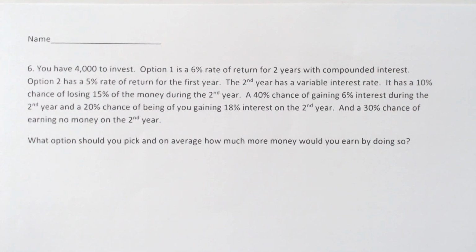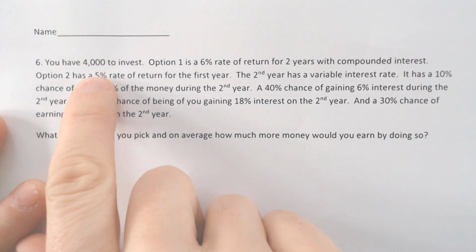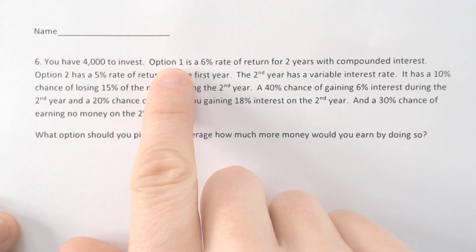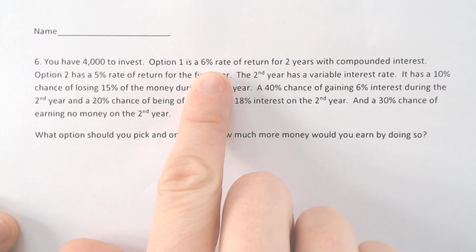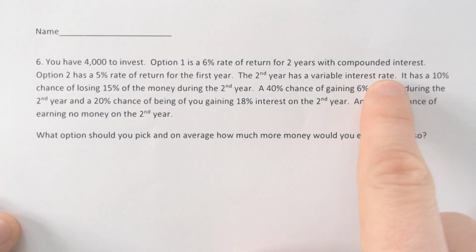Today, we got an interesting investment problem where we got some options. So here, you got $4,000 to invest, and you got option one, which is a 6% rate. It's kind of safe. You get 2 years, but 6% is not bad. Compounded interest, so it's going to get bigger.